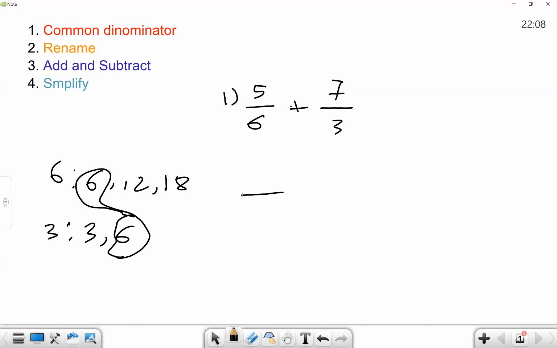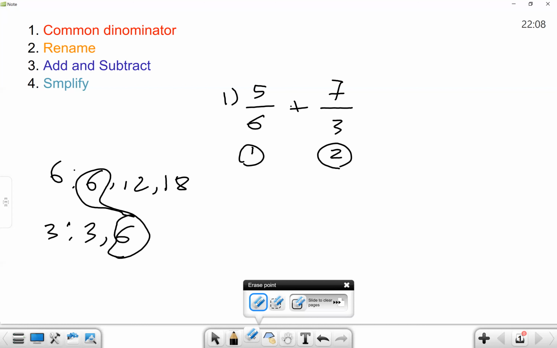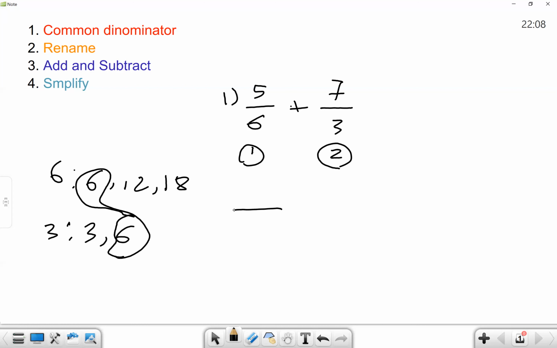6 times what equals 6? 1. You're going to circle around 1. 3 times what equals 6? 2. You are going to circle around 2. Now you are going to write the fractions. 1 times 6, 6. 2 times 3, and write down positive, 2 times 3 also equals 6. As you see, we have the same denominator.